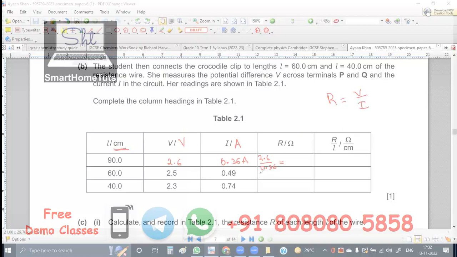This is going to become 2.5 divided by 0.49. The last calculation, 2.3 divided by 0.74. We are going to write down all these three readings.